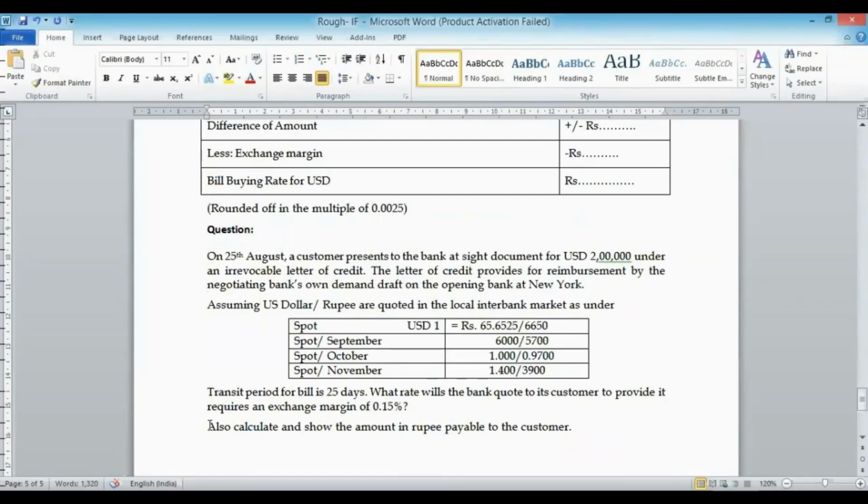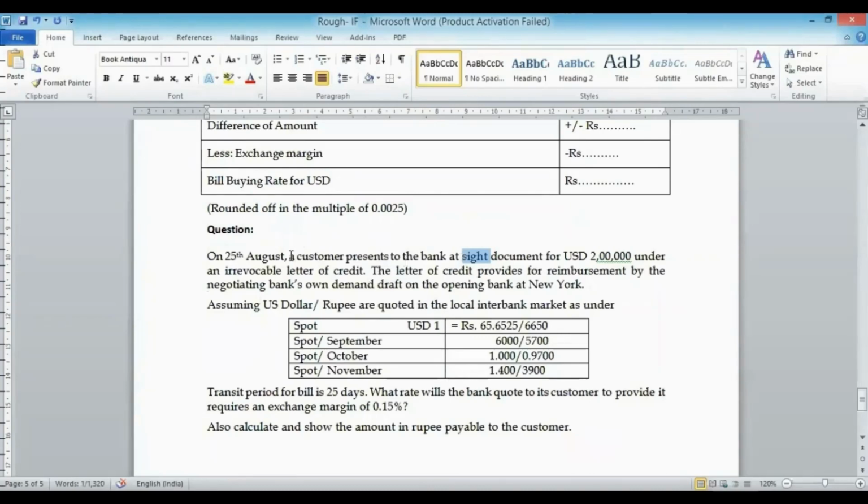On 26 August, a customer presents to the bank a sight document. You have to catch the word sight. That means it is a sight bill. That means it is not the case of TT. It is a case of a bill for USD 2 lakhs under an irrevocable LC, letter of credit. The letter of credit provides reimbursement by the negotiating bank on demand draft on the opening bank in New York. That is not to be considered.